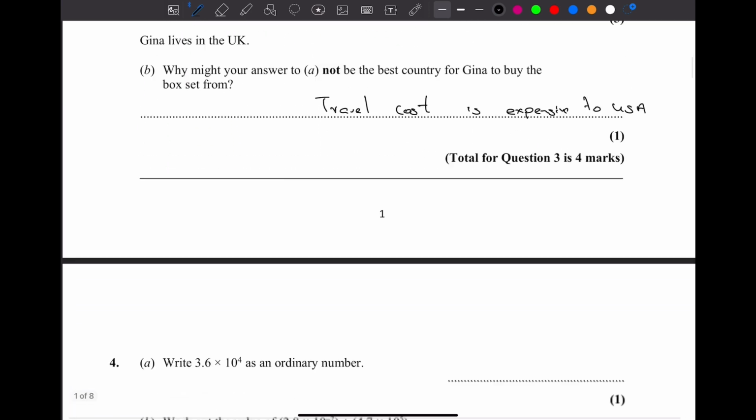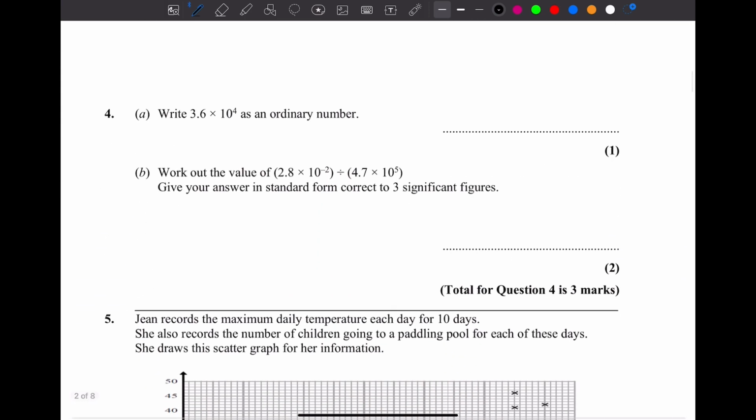Next one. Times it by 10 to the power 4. Move it 4 places, so 3.6. 1, 2, 3, 4. Stick 0 there. 36,000.